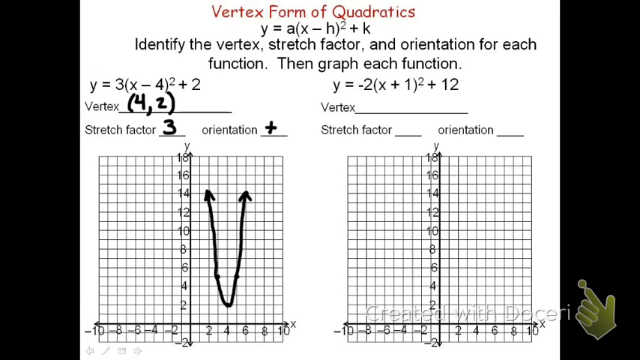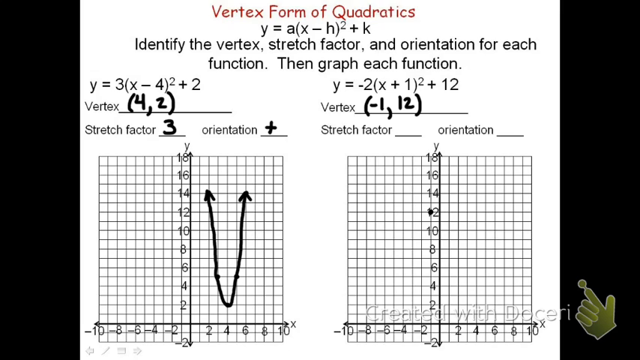For the next problem, we have the equation y equals -2 quantity x plus 1 squared plus 12. Looking for the vertex, we see that the parentheses has an x plus 1. This indicates that the h value is -1. The reason I know this is, in the form x minus h, a negative would make that plus 1. The vertical component is the plus 12 at the end. We know the vertex is -1, 12. That would be on the graph right here.